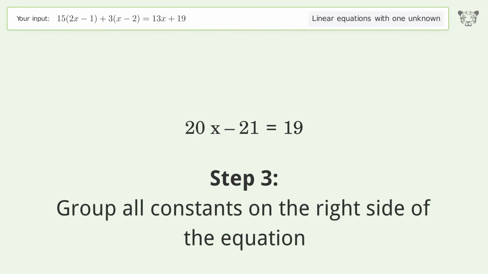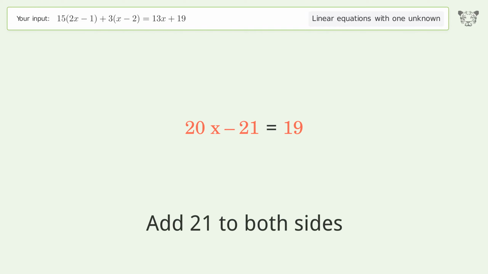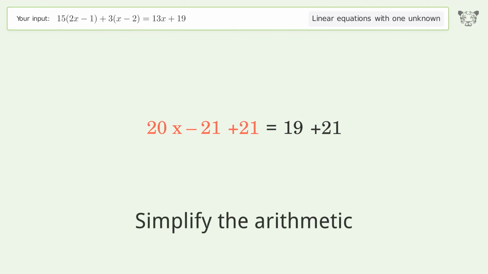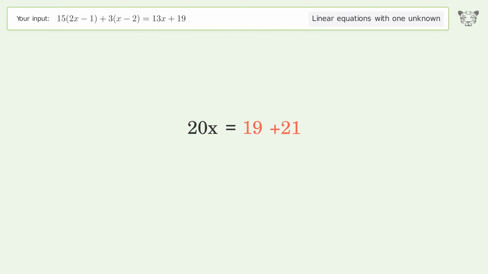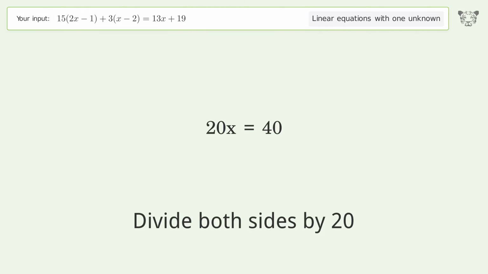Group all constants on the right side of the equation. Add 21 to both sides. Simplify the arithmetic. Isolate the x. Divide both sides by 20.